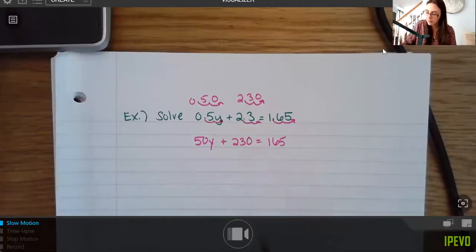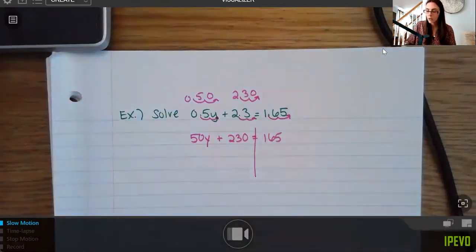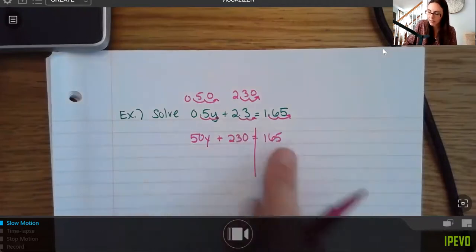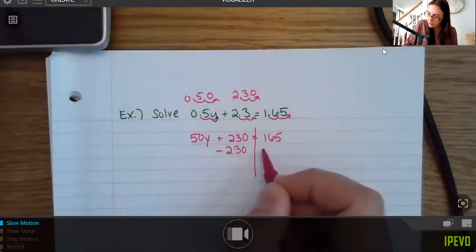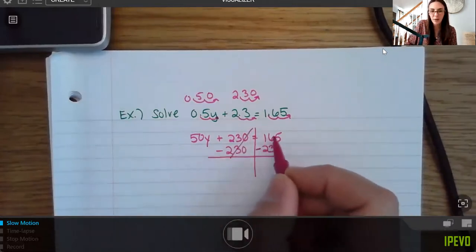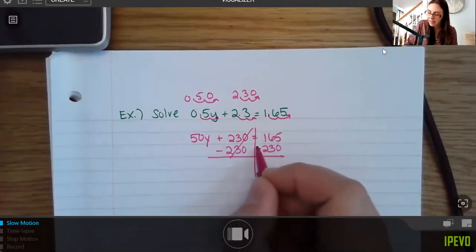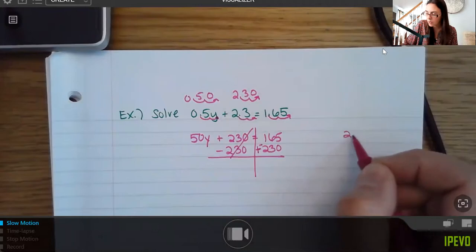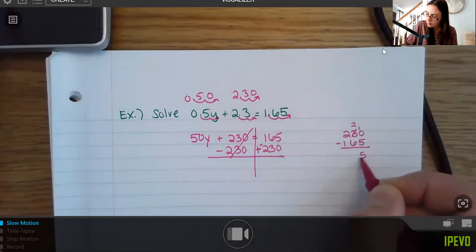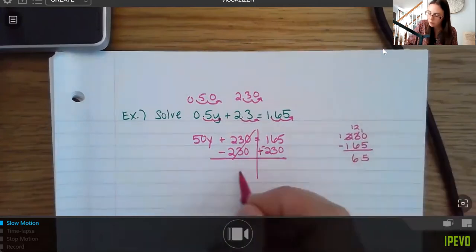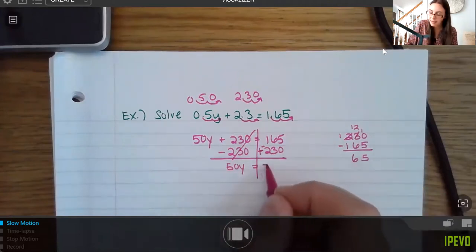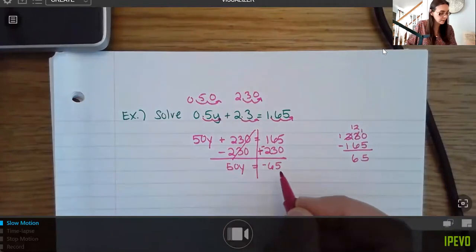Now that our decimals are all canceled, we can just solve as a regular problem. So here I have only just one term with a variable, so I'm going to leave it on the left side. I'm going to bring my numbers to the right instead. So I'm going to subtract 230. Now be careful here because we're subtracting a larger number from a smaller number. So think about this as adding a negative. So I'm going to rewrite the 230 on top and subtract it with 165. And then I'm going to remember that the 230 was the one that was negative. So it's not going to be positive 65, it'll be negative 65 for my result here.